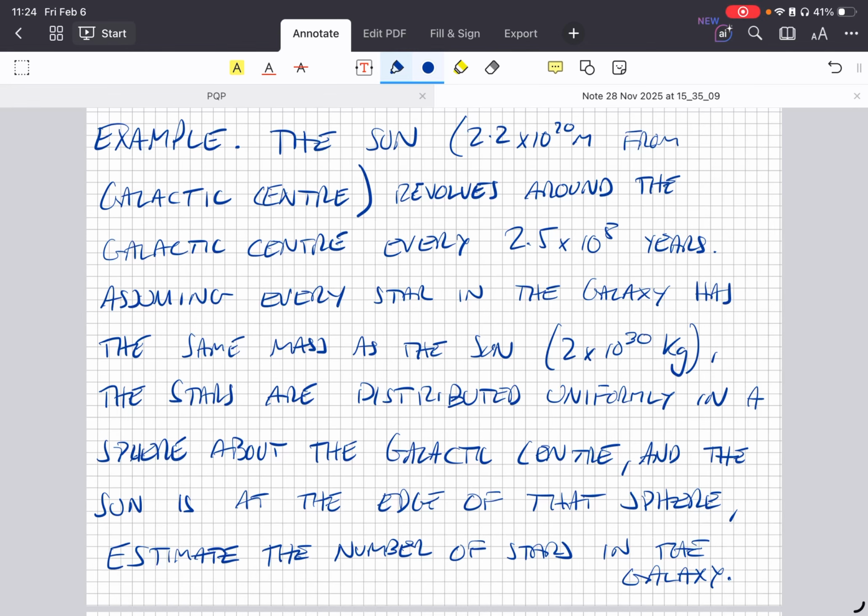Okay, so this is the final example for the gravitation material, kind of a fun example, with a slightly counterintuitive application of some of the theory we've been using. So let's read what it says.